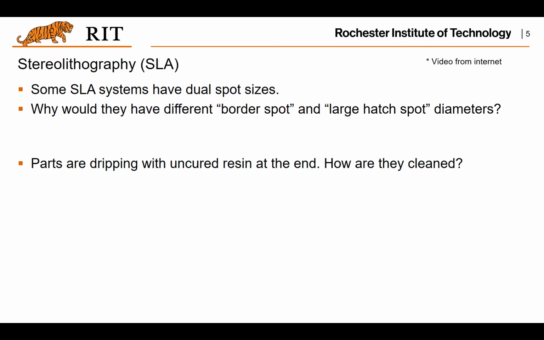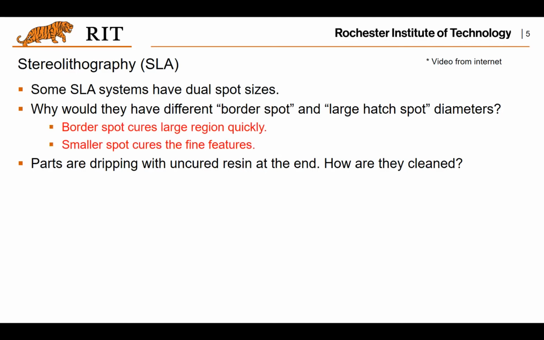For the interior, we use a larger spot to scan for higher speed. And for the boundary, for the contour, we use a much smaller spot to cure the fine features. So that's why we have multiple spot sizes. And as you might also notice, the parts are dripping with uncured resin at the end. So what do you want to do?